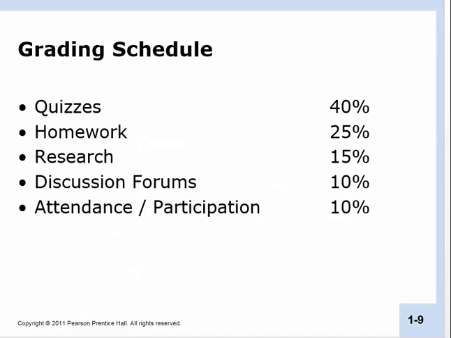Quizzes are worth roughly 40% of the class. Homework's 25%. The research is 15%. The discussion forums are 10% of the course. And then attendance and participation is the other 10%. For the online course, the 10% attendance and participation is then distributed upwards, and it will be then 45% for quizzes and 30% for homework.